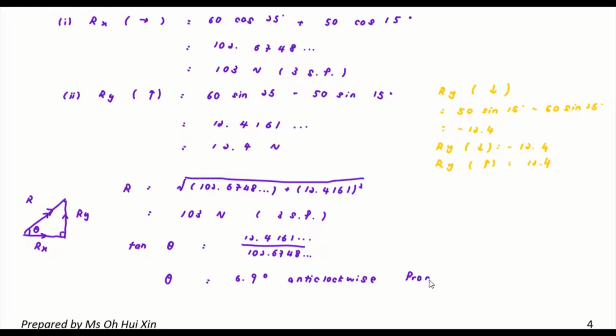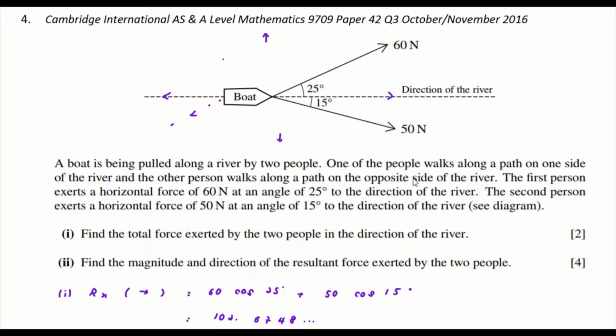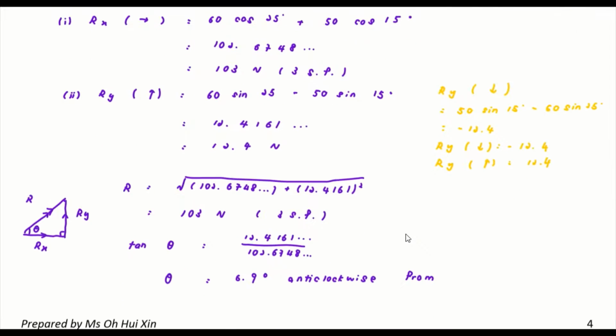Okay, in this case, I think a good way to answer is, because they give you the direction of the river, right? It's the x direction. So we write anti-clockwise from the direction of the river.